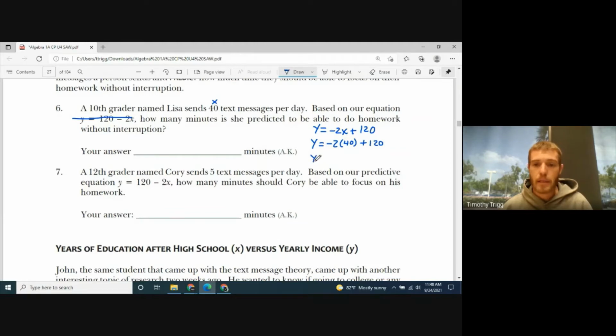So that'll be y equals -80, right? Because -2 times 40 is -80. Then plus 120. And what does that equal? That equals 40. So if she sends 40 text messages per day, we expect her to be able to concentrate for 40 minutes. Now, before we go into the next question, that means 40 comma 40 is a point on our equation, right? 40 comma 40, 40 for the x, 40 for the y.